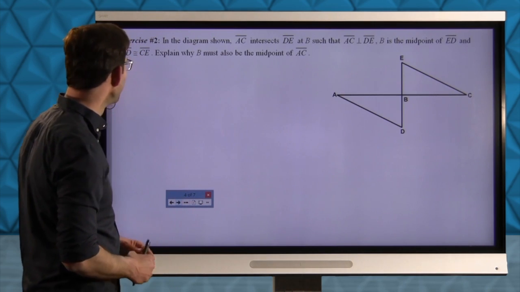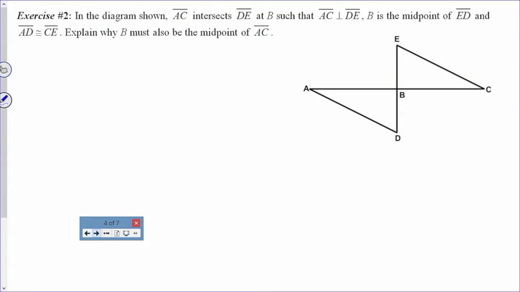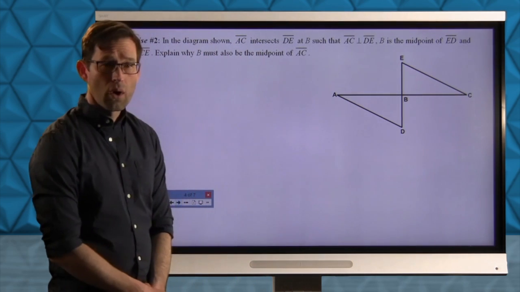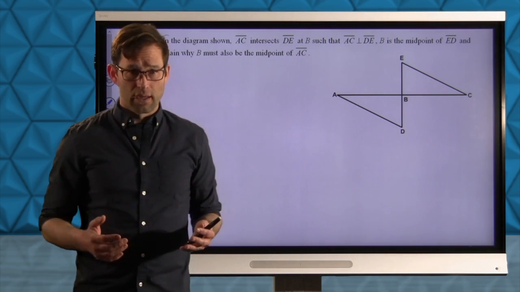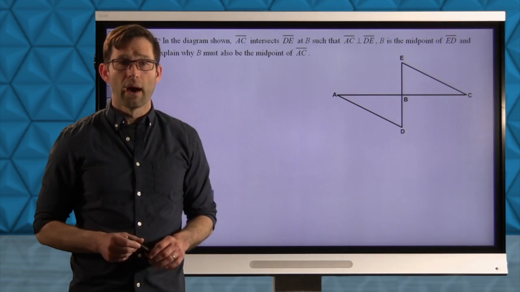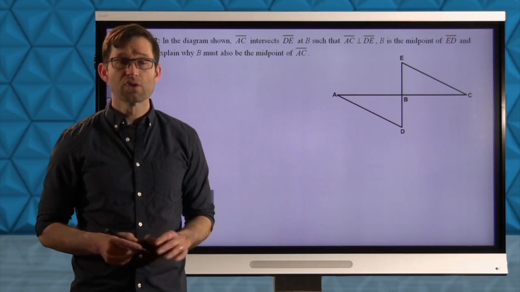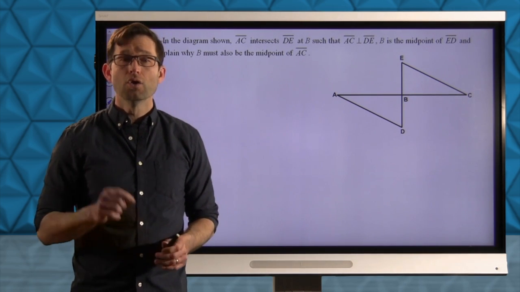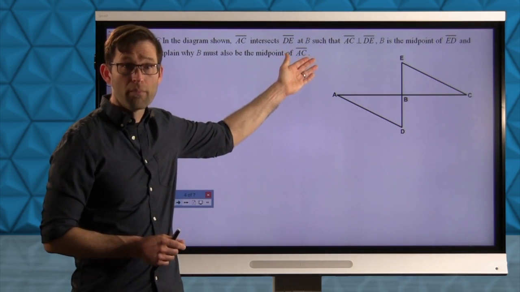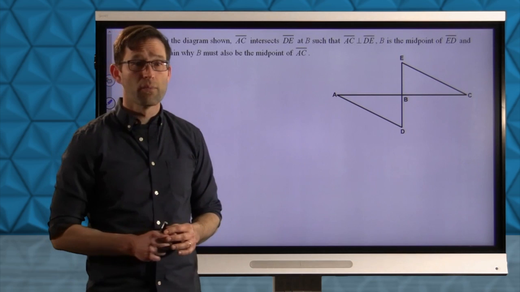All right. Exercise number 2. In the diagram shown, AC intersects DE at B such that AC is perpendicular to DE. B is the midpoint of ED and AD is congruent to CE. Explain why B must also be the midpoint of AC. Okay, so there's a lot going on here. What I'd like you to do now is take a few moments to mark up all the givens. Don't worry about what we're trying to prove yet. Just mark up what we were told in the problem is true on your diagram. Take a few minutes.